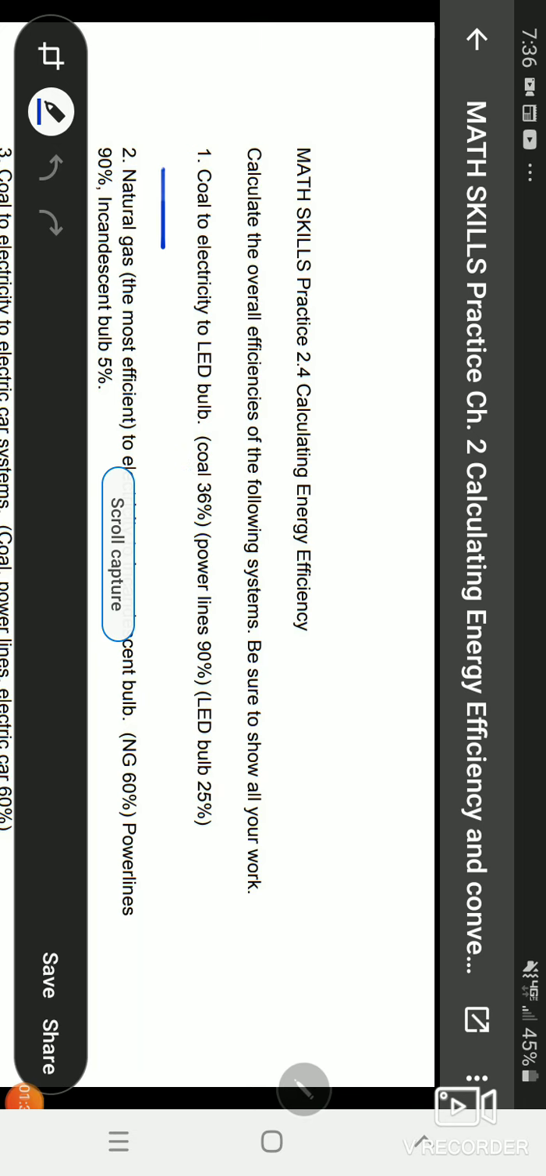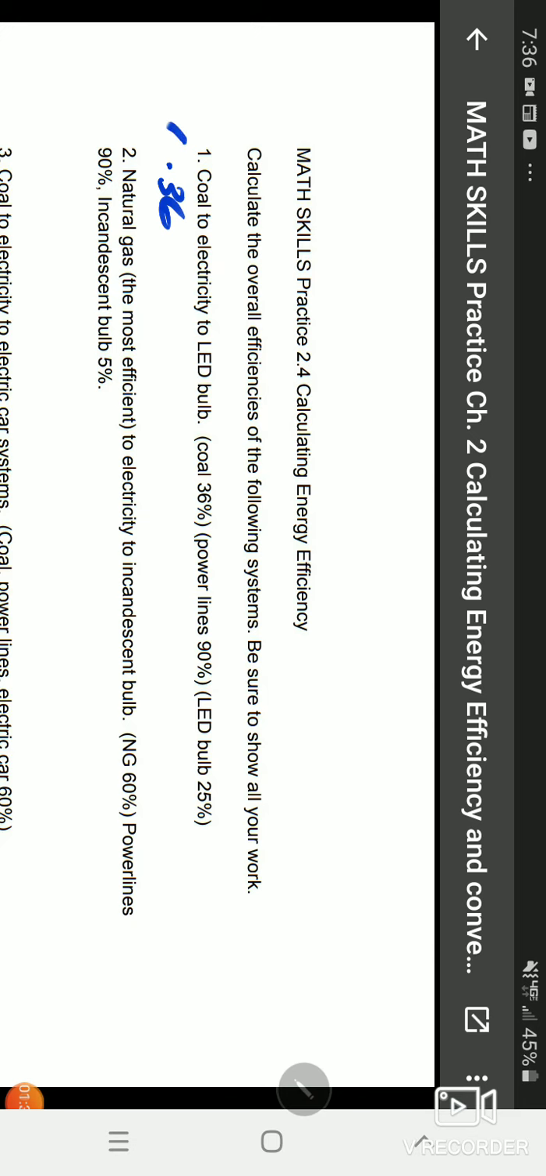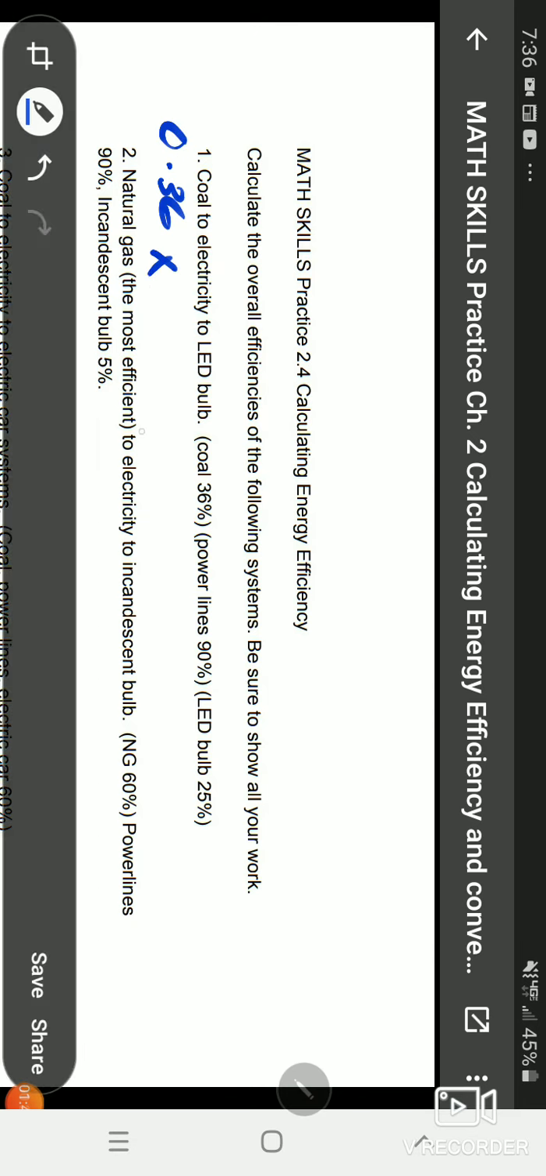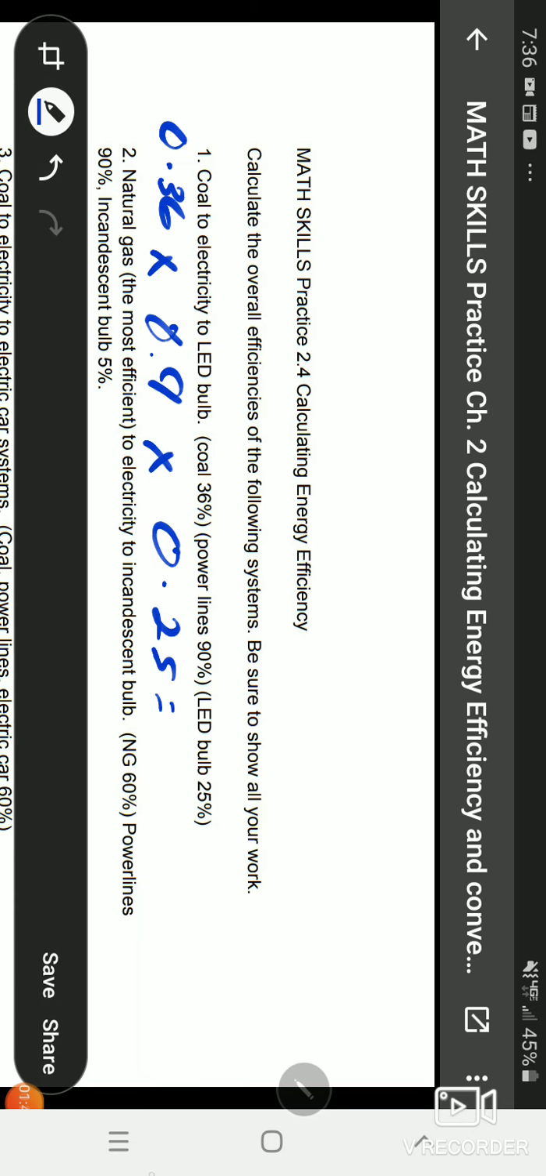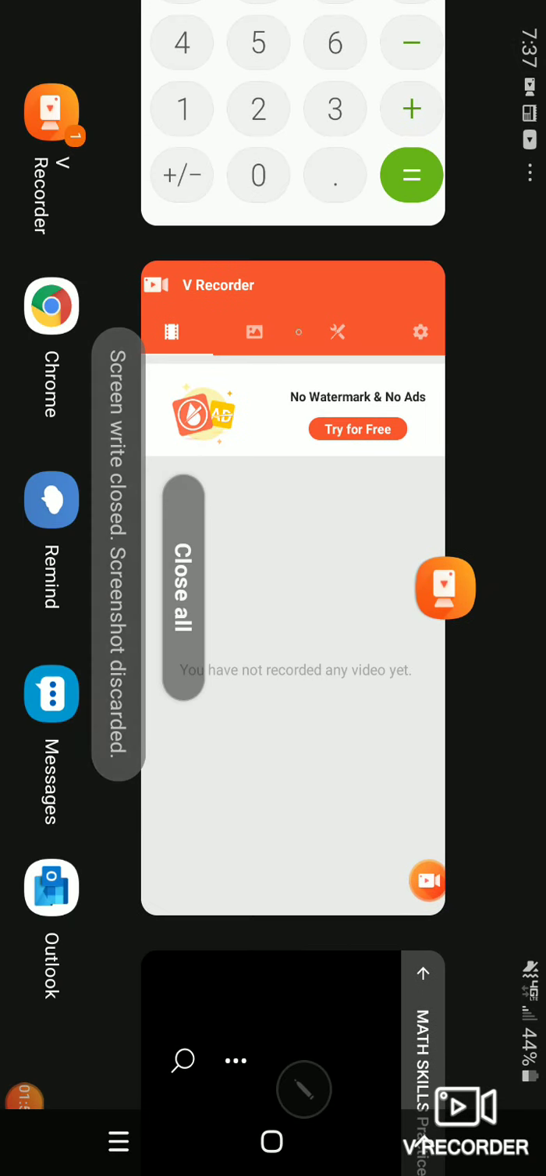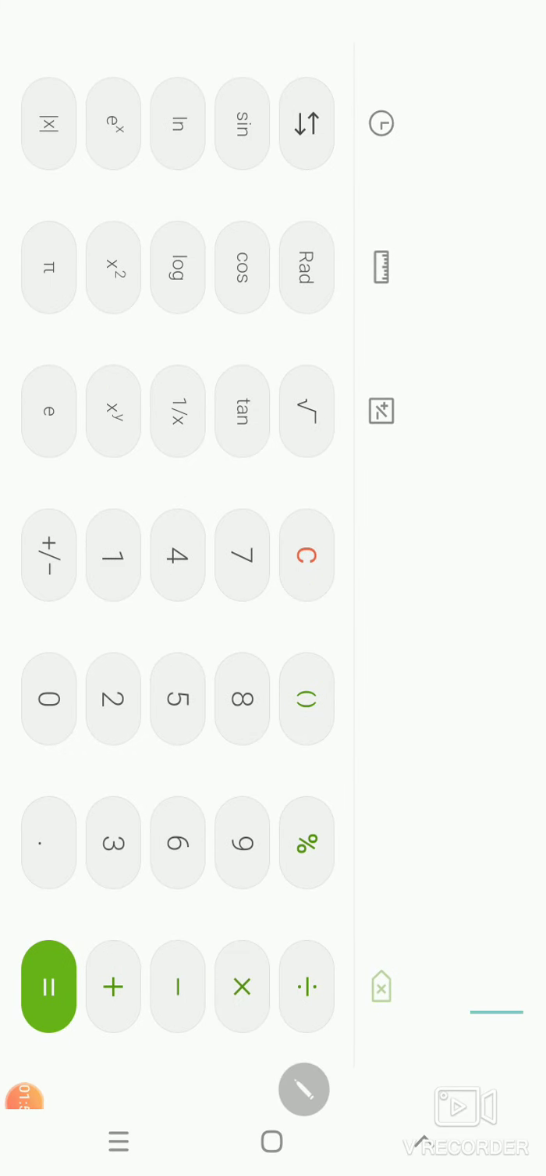So in order to find the overall efficiency of these values, all I have to do is change these percentages to decimals. So I'm going to say 0.36 times 0.9 times 0.25. So I'm going to move into the calculator. Again, I'm going to take 0.36 times 0.9 times 0.25, and I'm going to get a total value of 0.081. Multiply that by 100 to change it back into percent. It's 8.1% efficient.